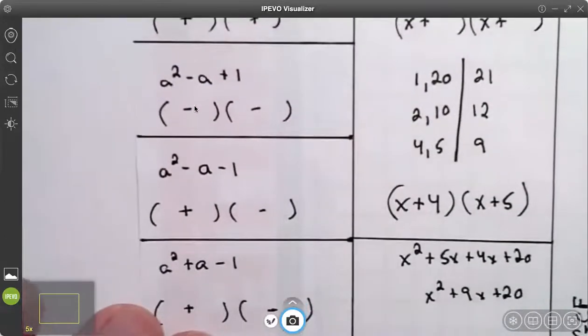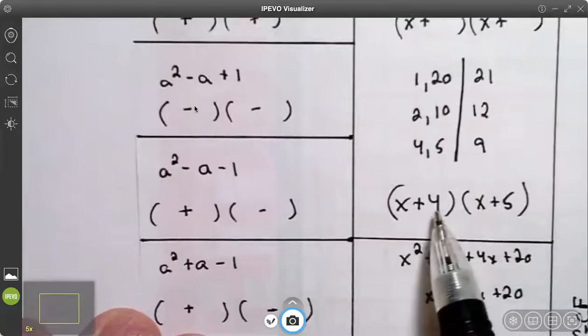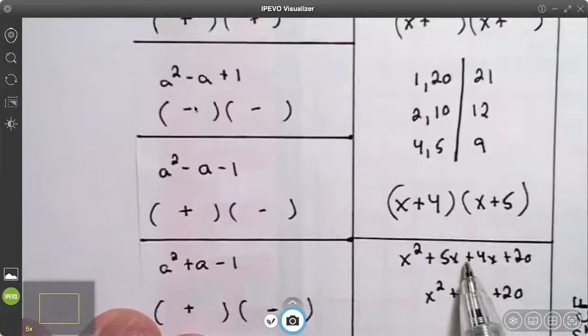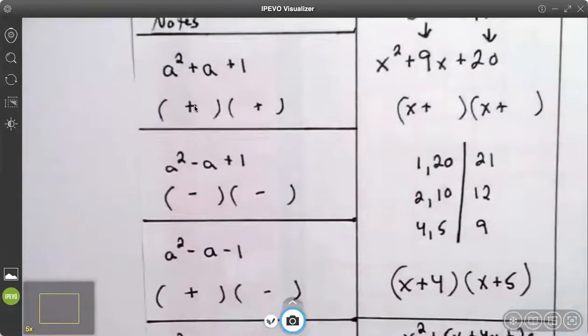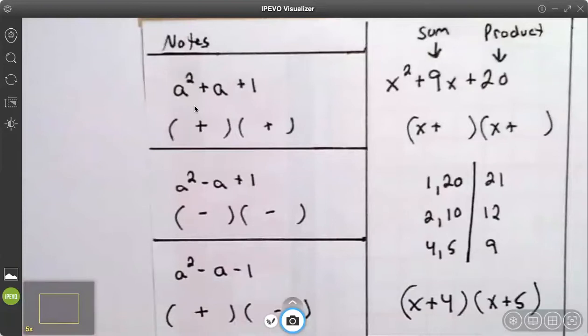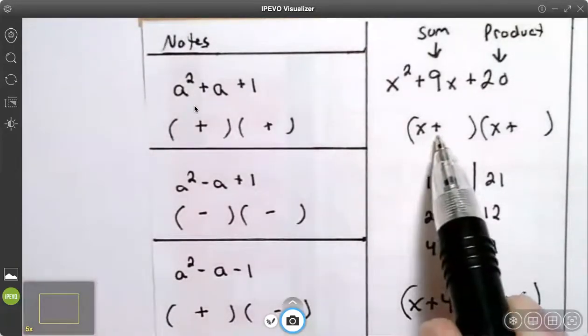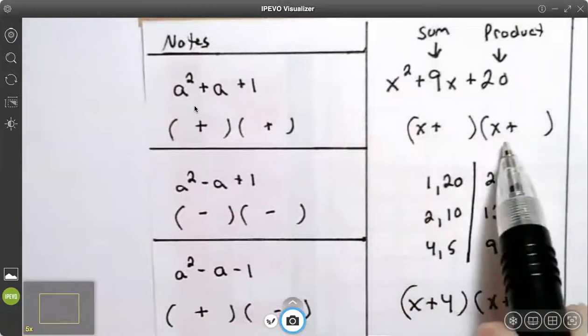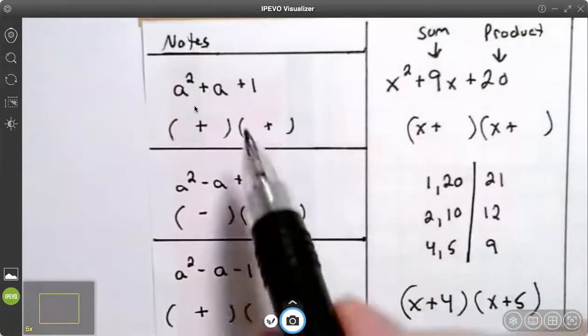And if I fold that out, or distribute the x twice, then distribute the 4 twice, and combine like terms in the middle, I would be back to my original question, x squared plus 9x plus 20. So I check my work, it works out. How you know what signs to put here without having to guess and check is right here.